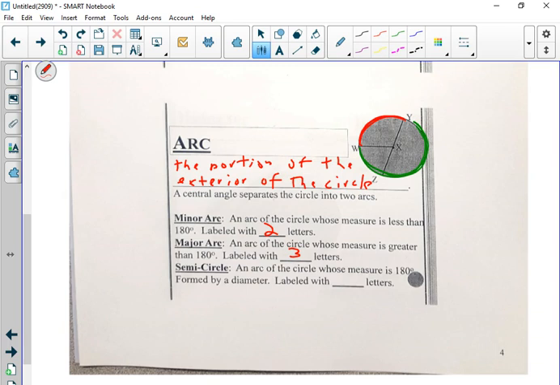And a semicircle, which we would have, if we look here, right, from here to here, because that's using the diameter there, a semicircle is also labeled with 3 letters.